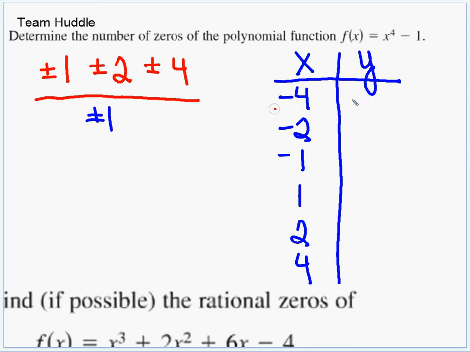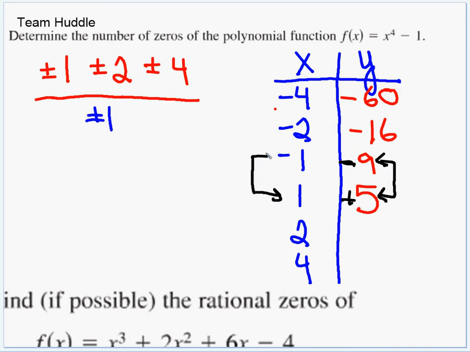So if we put negative 4 in the equation, out pops a negative 60. If we put in a negative 2, the y value is negative 16. Negative 1 goes in, negative 9 comes out. Now 1 goes in, 5 comes out. Now notice, we've changed from negative to positive. So we went from a negative 9 to a positive 5. That means there's a 0 in between these numbers somewhere.